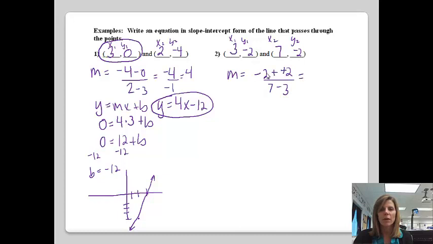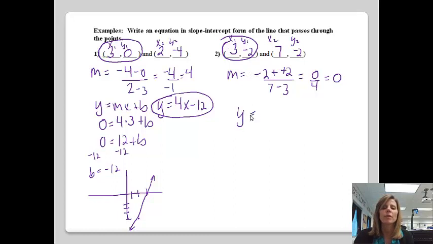Okay, when I do that, that's going to give me 0 over 4, which reduces to 0. So my slope is 0. And then again, I'm just going to pick one of these points. I think I'll just go ahead and pick this first one. It doesn't really matter. You're going to get the same answer when you're done, whichever point you pick.